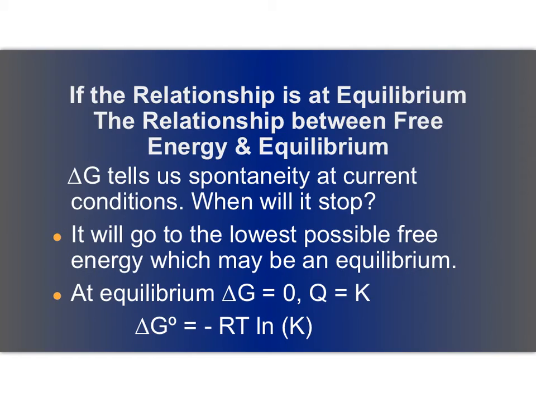At equilibrium, delta G will be 0. If delta G is 0, then we are assuming that Q equals K. Using the bottom equation, we will be able to go back and forth between calculating K, the equilibrium constant, and delta G, free energy, at standard conditions.